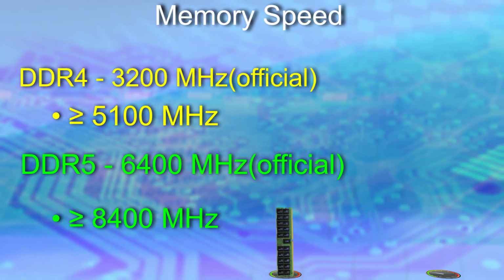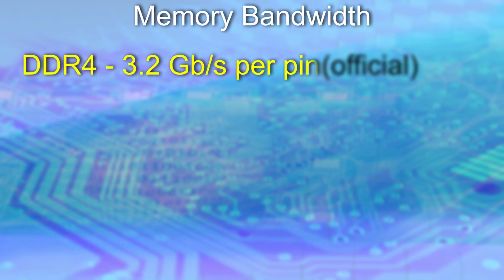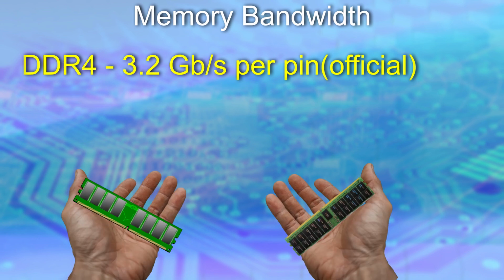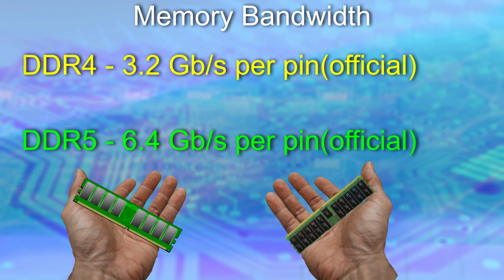DDR5 also has a big jump in terms of memory bandwidth. I mean, obviously it does, since memory speed directly impacts memory bandwidth. Anyway, DDR4 has a maximum bandwidth of 3.2 gigabits per second per pin. Once again, it can be wider if you have higher than 3200 MHz DIMMs, but let's just stick with 3.2 gigabits per second. DDR5, on the other hand, is going to have a maximum bandwidth of 6.4 gigabits per second, although, again, the manufacturing process is going to have to work its way up there.